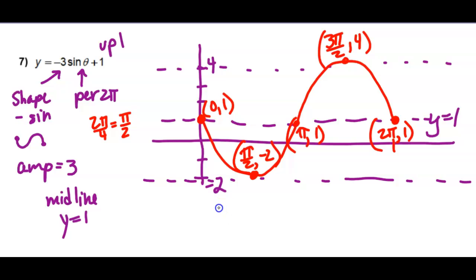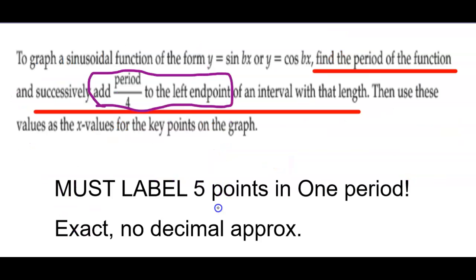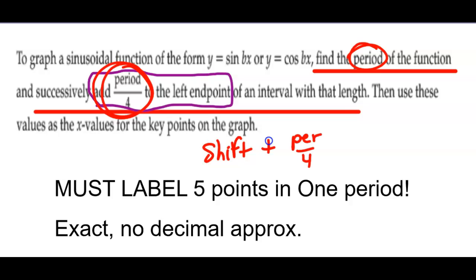Okay, so vertical shifts I don't think are that bad. Quarter points, as always, can be tricky. All right, so the rule is to graph this, you find the period of the function and you divide it by 4. But then when there's a phase shift, which is coming up here, you add that period divided by 4 to the left endpoint of the interval. So you take the shift, left or right, and then you start adding the period over 4, and then you add another period over 4, and another period over 4, whatever that amount is.